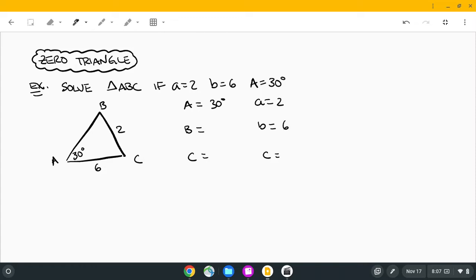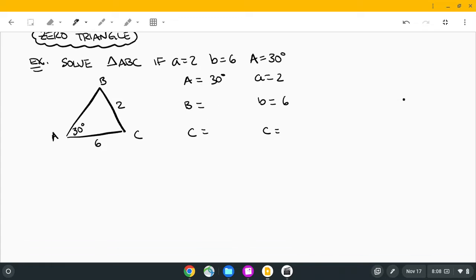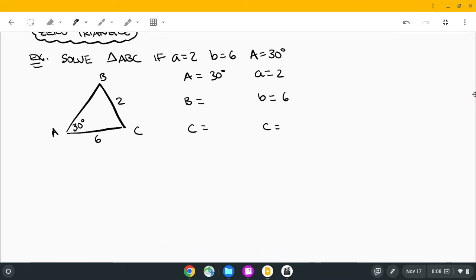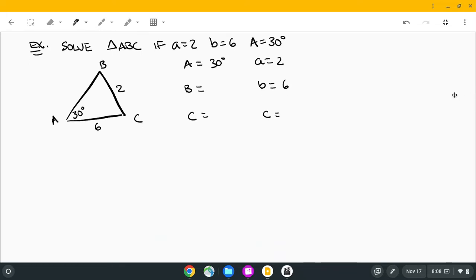Again, we already know this is the zero triangle case, but when you do the problems, you won't know which one you're going to get. But just know that if you are solving the triangle and there are two cases, the only ones that will have two values are the ones that are missing. Anything that is given will only have one value.